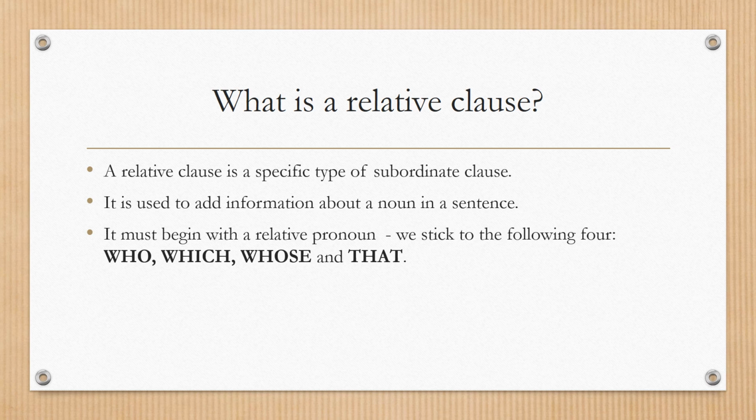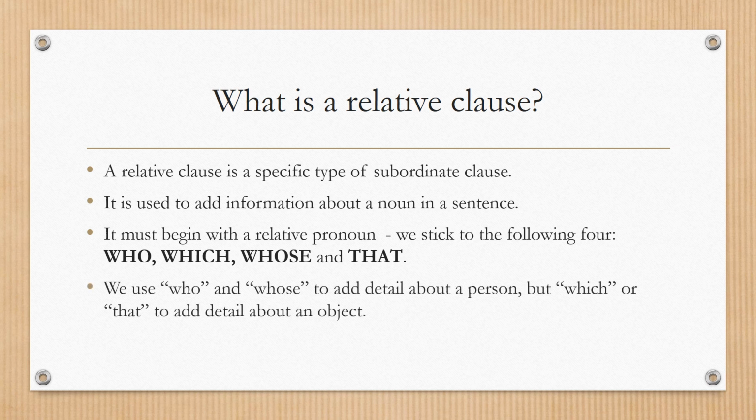Your relative clause must begin with a relative pronoun, and we use the following four: who, which, whose, and that. Sometimes you will see other examples of relative pronouns, particularly whom. This is a slightly complex one that people aren't always sure how to use though, so we stick to these four. As with most of these things, it's better to make it simple but do it very well rather than try and be too complicated and end up making a bit of a mess of it.